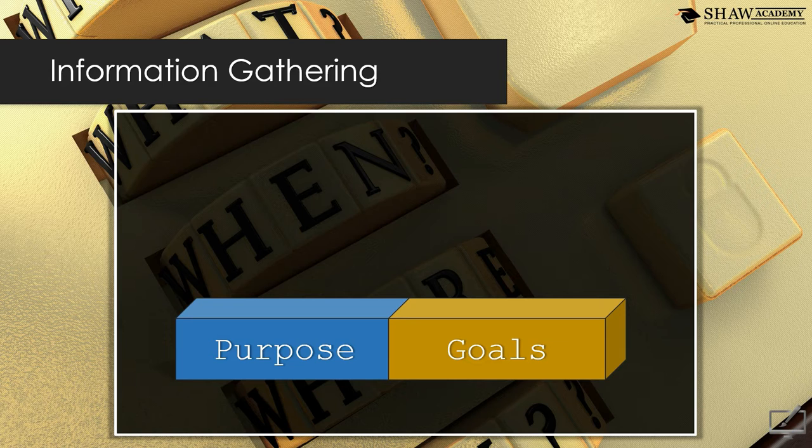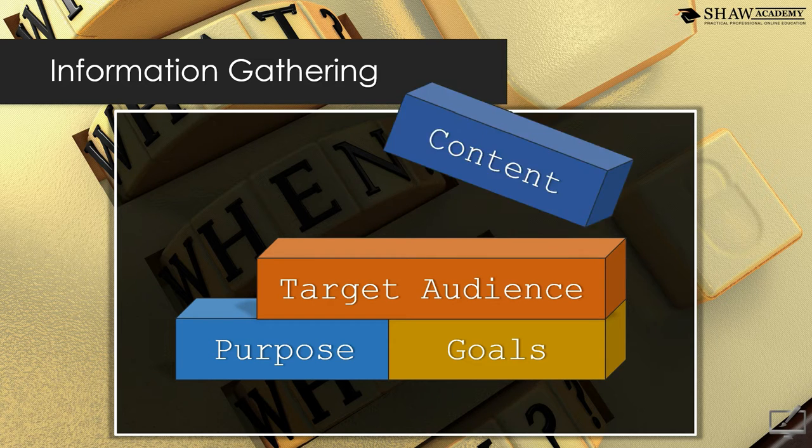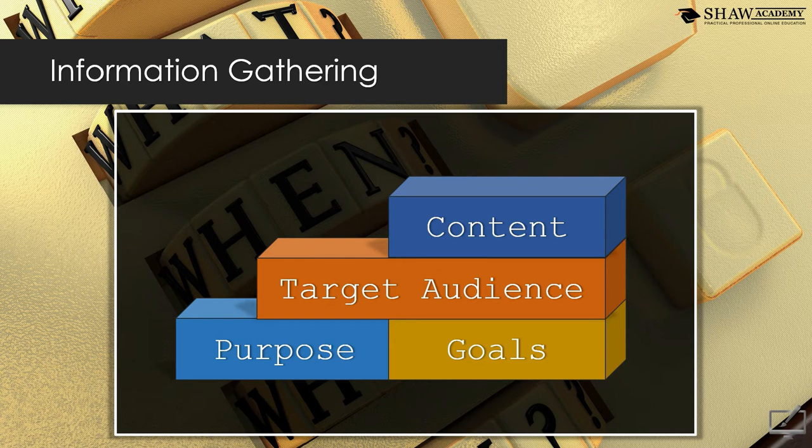Then we move on to target audience. So who is our user group or demographic that we're designing this site for? Is it for a group in particular, or is it for a general age range? And then, of course, content. We want to grab as much content from the client or from ourselves or from our own research as possible and as early on in the development as we can.